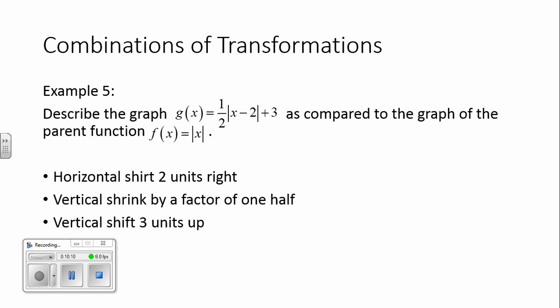Next example, combinations of transformations. So describe the graph of g of x as compared to the graph of the parent graph, f of x. Okay, so if we're starting with just our parent graph of absolute value of x, what did I do to it to get this g of x function? So I see three numbers in there, a 1/2, a minus 2, and a plus 3.